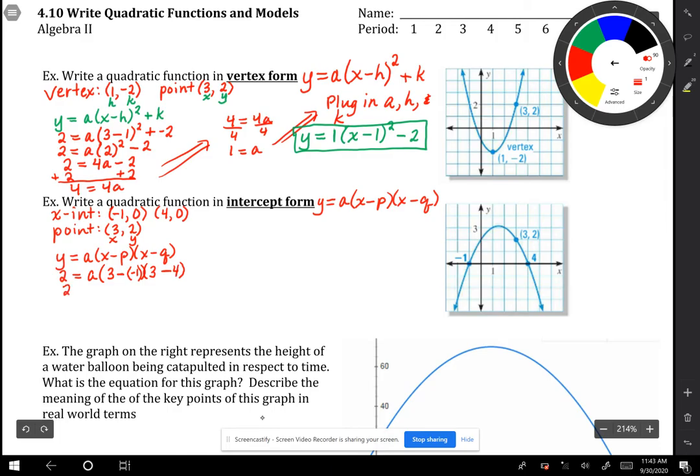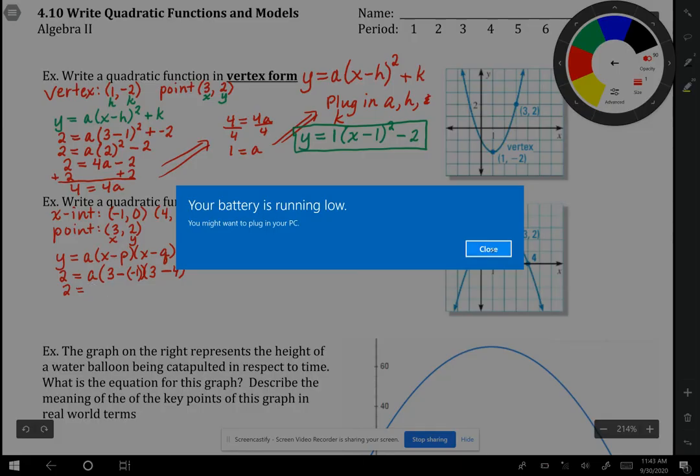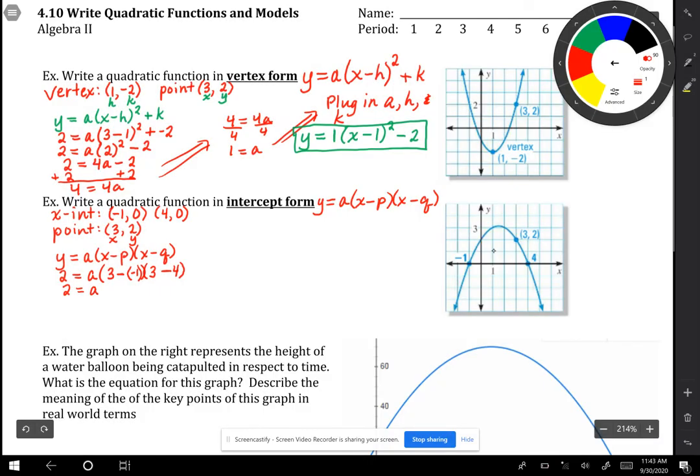So that's 2 equals a times (3 plus 1) times (3 minus 4). That's 2 equals a times 3 plus 1, which is 4, times 3 minus 4, which is -1. 2 equals 4 times -1, which is -4, times a. Divide both sides by -4.